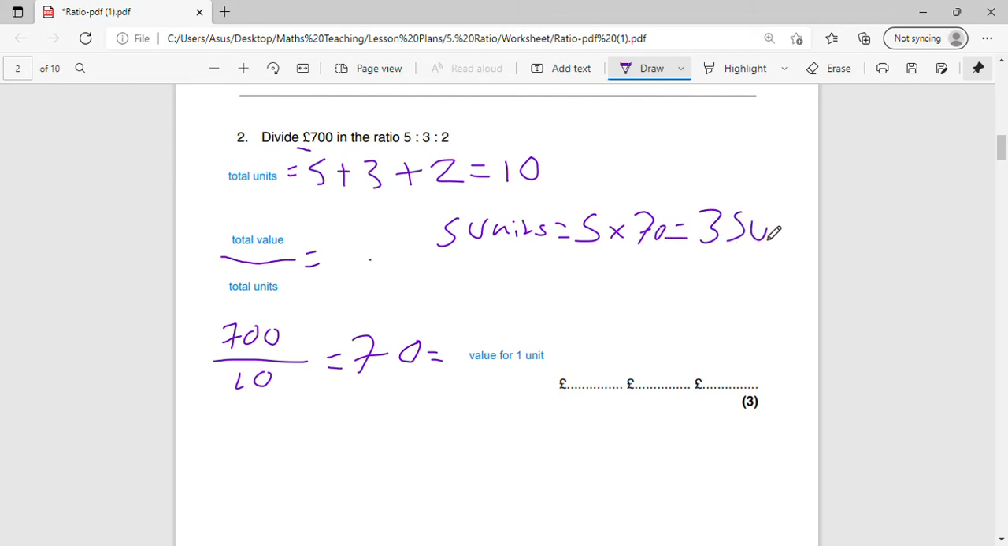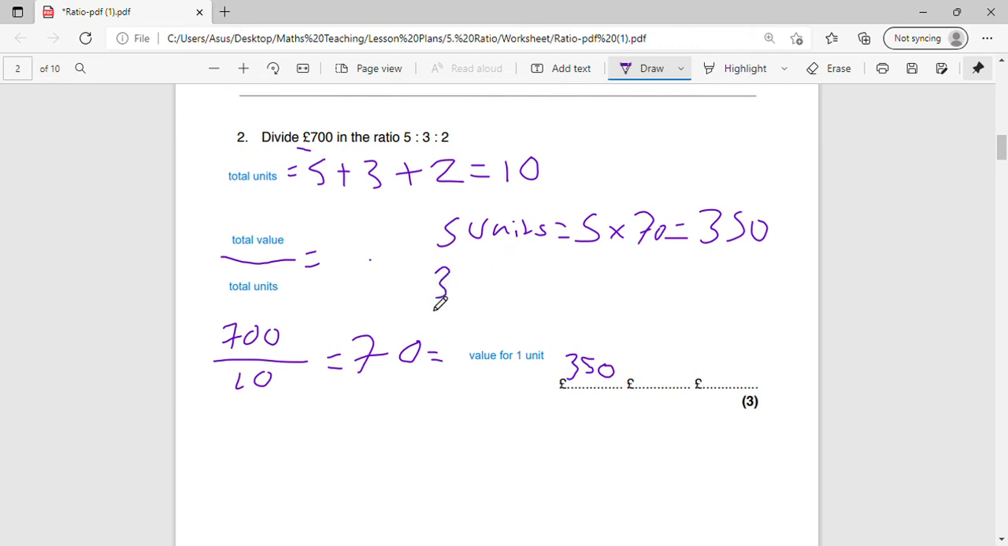350 pounds. Okay, so the first section of the ratio is going to be 350 pounds here. And that works out. We can know that we're correct in our heads here because we know 5 is half of 10. Therefore, the first number on the ratio should be half of the total value, and we know that 350 is half of 700.